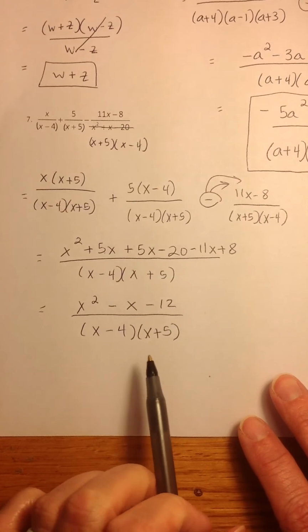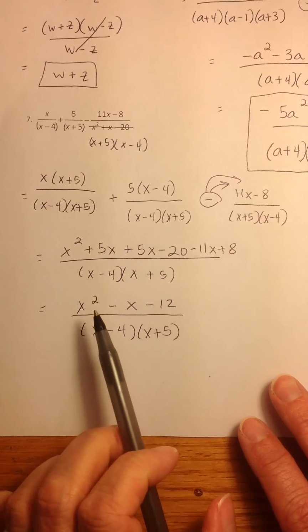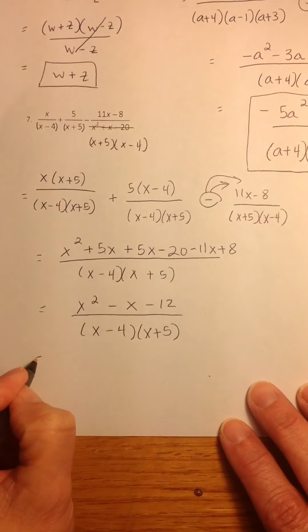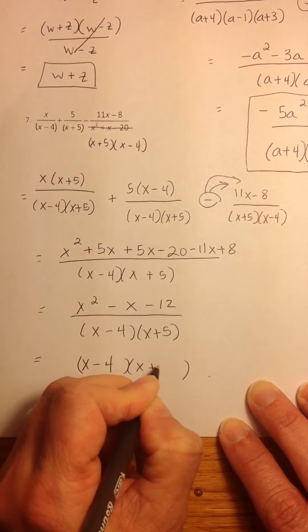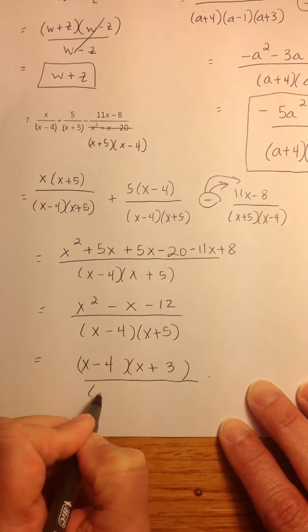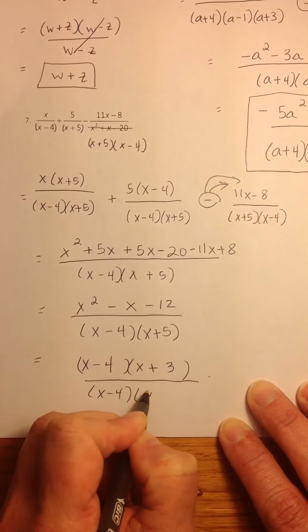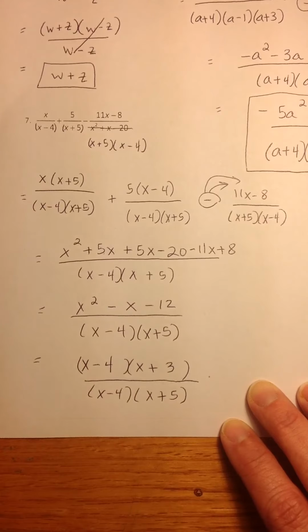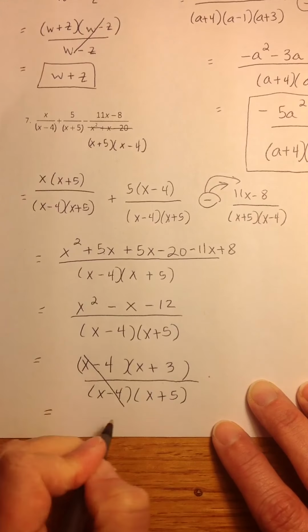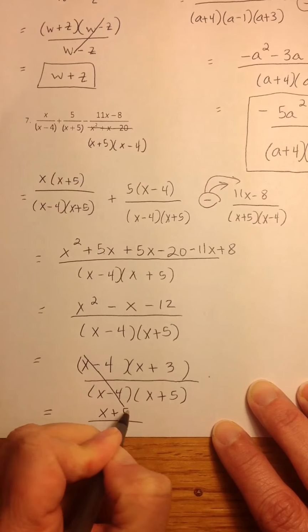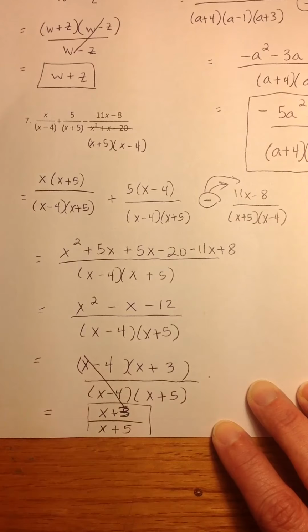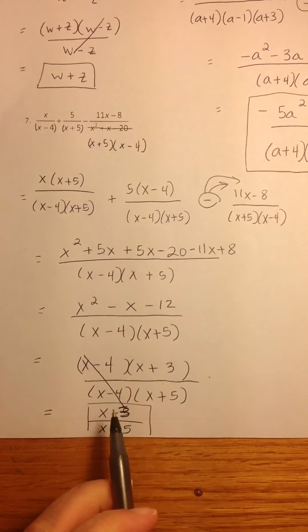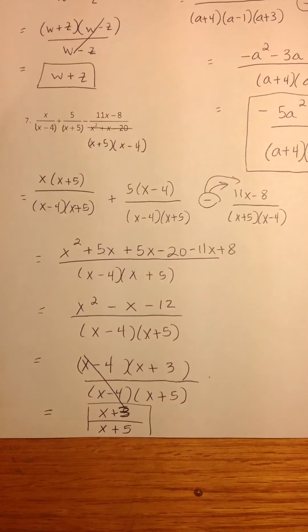Remember, have to check if these can be simplified. So we check by seeing if the top factors. And in fact it does. x minus 4 times x plus 3 over x minus 4 times x plus 5. These are shared and cancel. My final answer is x plus 3 over x plus 5. Remember, the x's cannot be canceled because you may not cancel through addition.